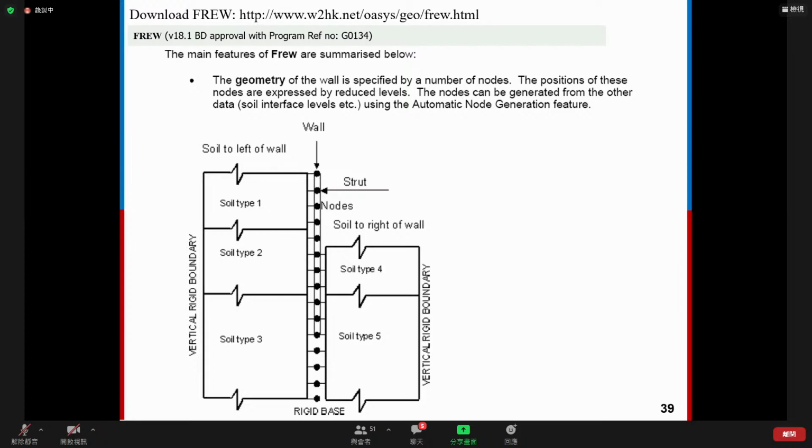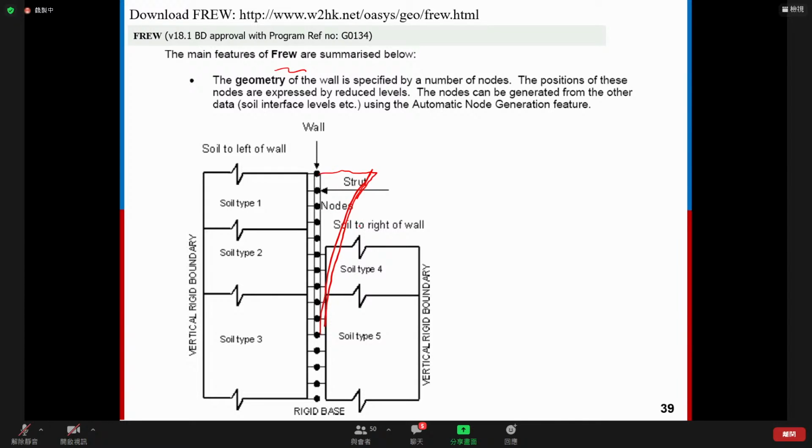And for the lateral deflection profile, as we talked about before, we prefer to use numerical methods. For example, here, we can use the so-called Flu software to calculate the lateral deflection of the retaining wall. So right now here, you just need to know we can use different methods to calculate the deflection.